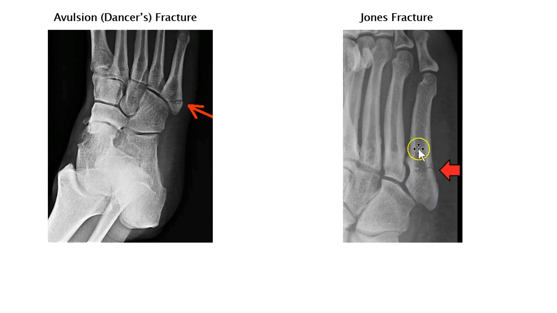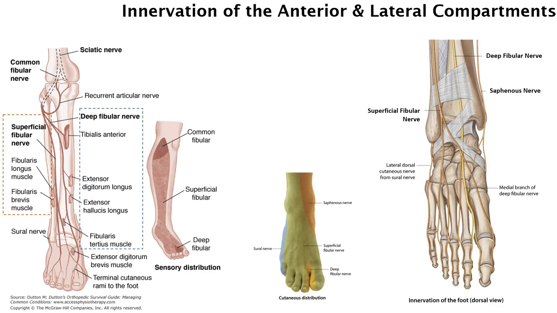The radiograph on the right is of a Jones fracture. Here we can see a fracture where the base meets the shaft of the fifth metatarsal. The typical mechanism here is during a cutting event on the field or on a court, where the foot is plantar flex and there's forceful inversion, and the resulting impact fractures the connection between the base and the shaft of the fifth metatarsal. Now that we've seen the two compartments, let's talk about the innervation for these compartments.